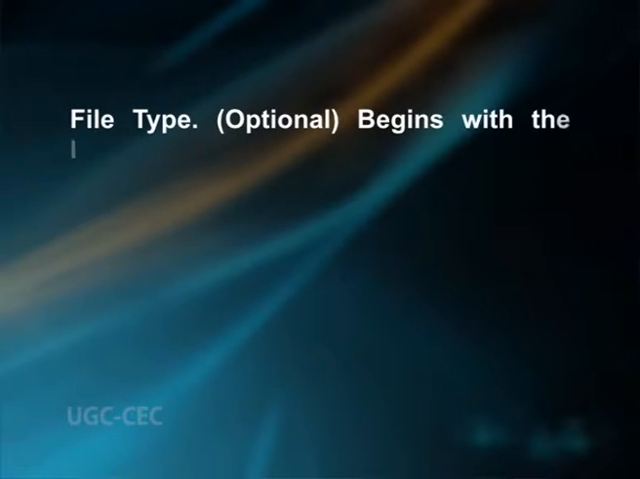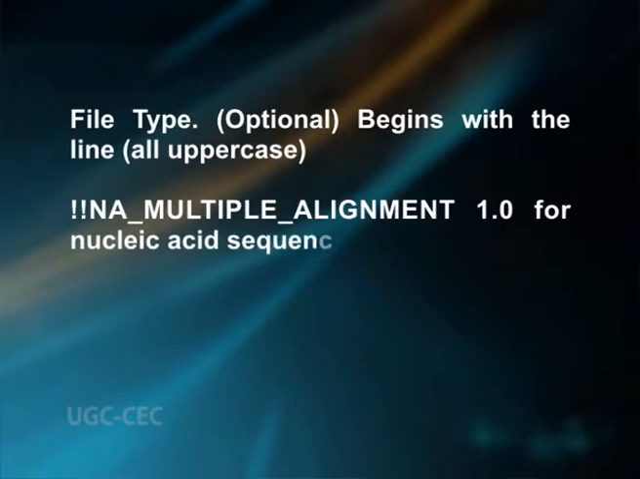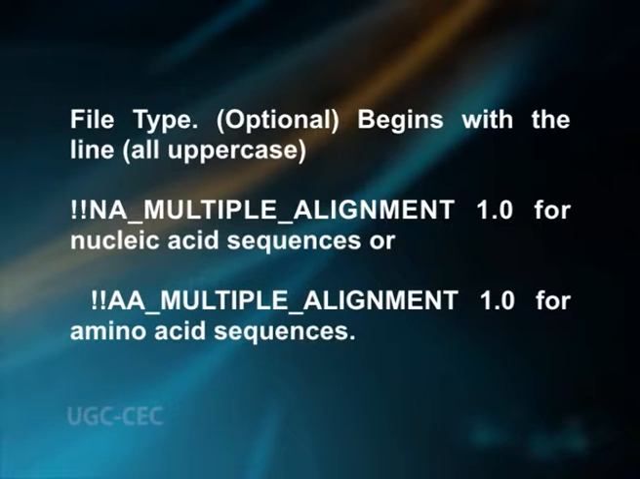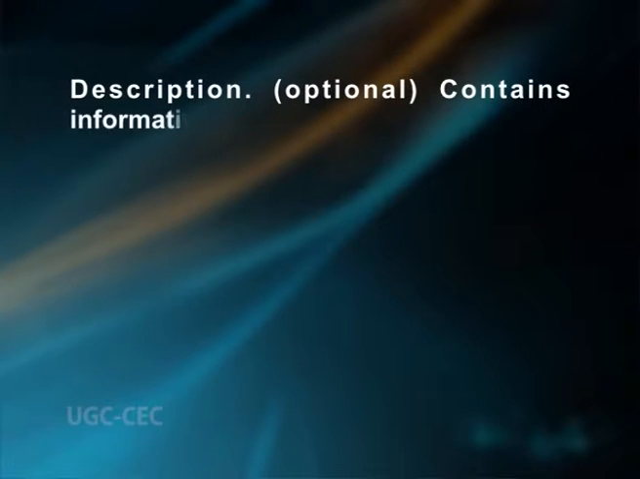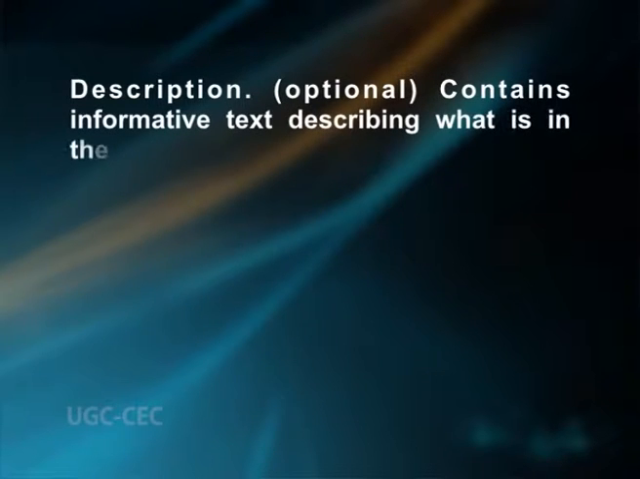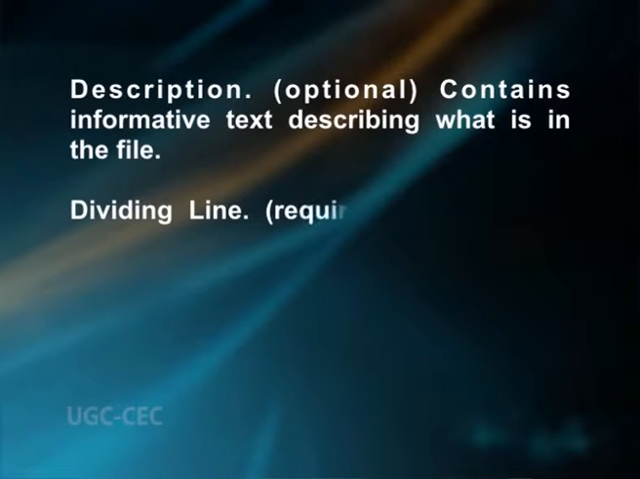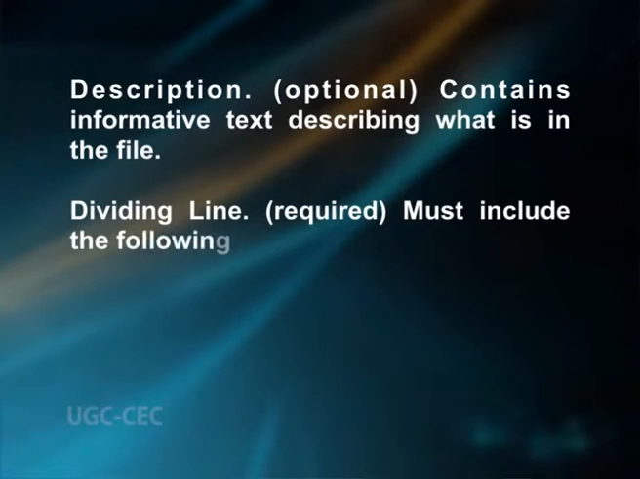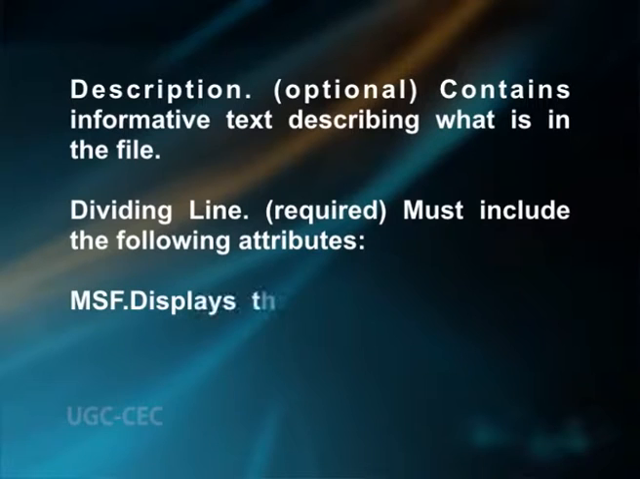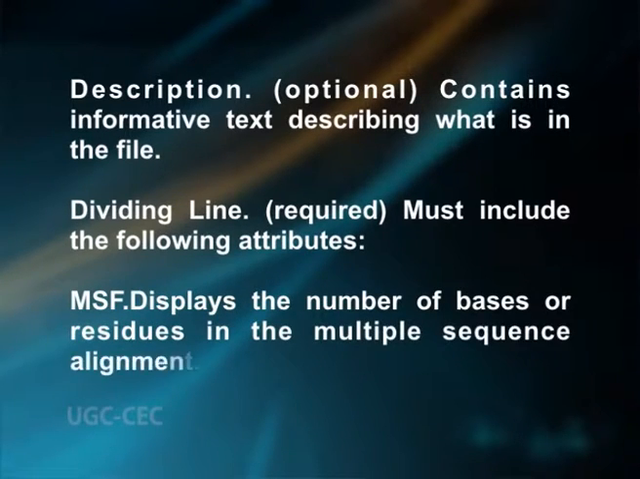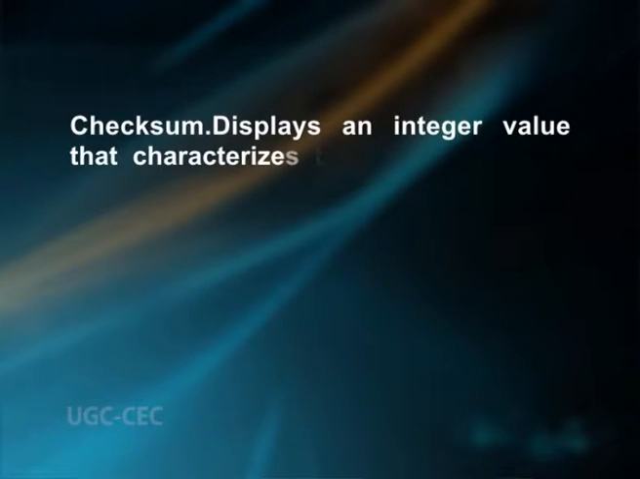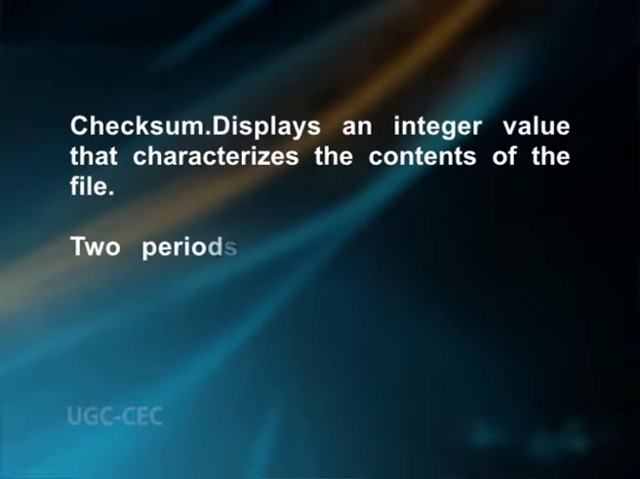MSF files have the following components. File type begins with the line shown here below. Description, it's optional, contains informative text describing what is in the file. Dividing line, required, must include the following attributes. MSF displays the number of bases or residues in the multiple sequence alignment. Checksum displays an integer value that characterizes the content of the file.